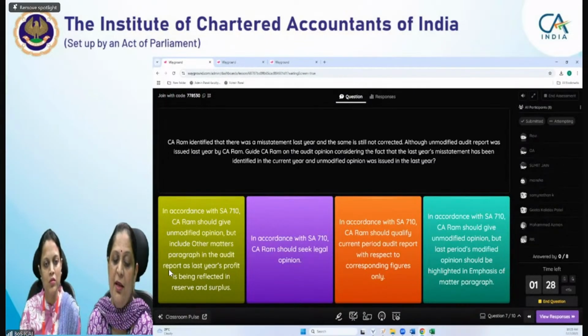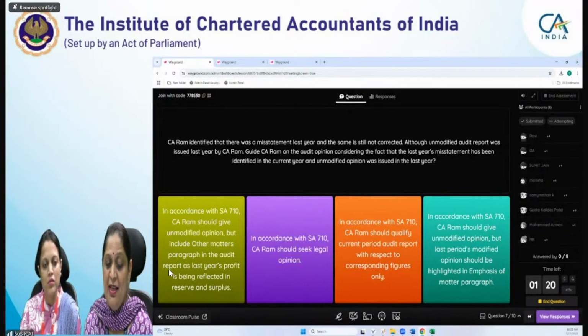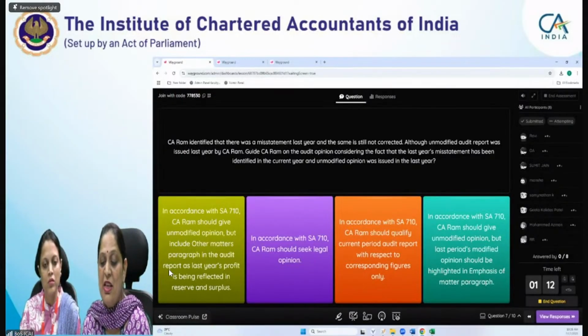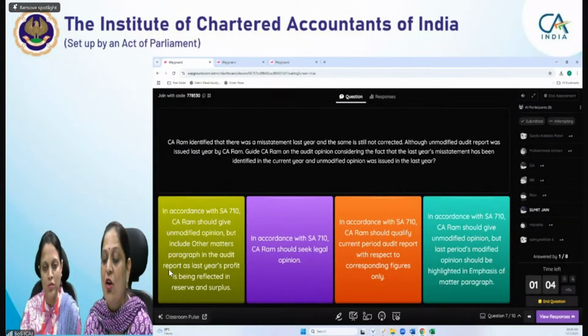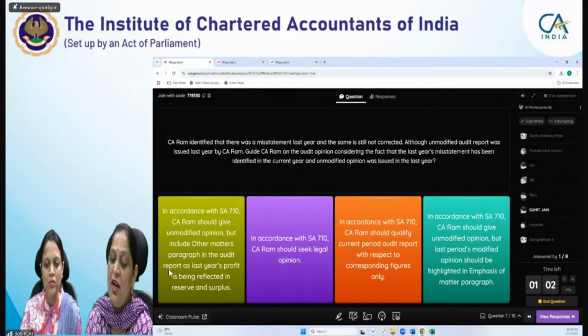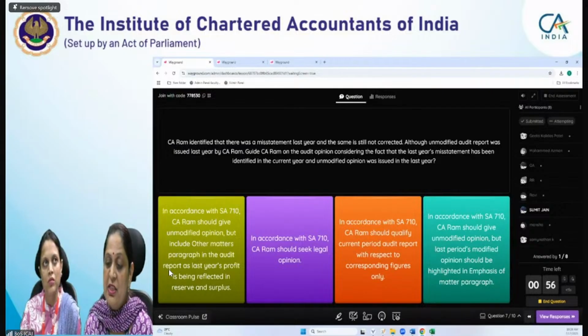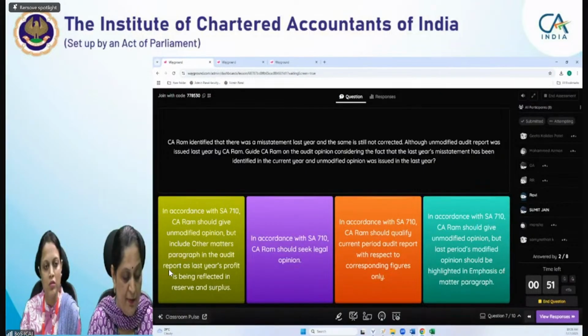CA Ram should give an unmodified opinion but include an other matter paragraph in the auditor's report, as last year's profit is being reflected in the reserves and surplus. Next option, as per SA 710, CA Ram should seek legal opinion. Next option, according to 710, CA Ram should qualify the current period audit report with respect to corresponding figures only. And last but not least, in accordance with SA 710, CA Ram should give an unmodified opinion, but last period's modified opinion should be highlighted in an emphasis of matter paragraph. So now tell me the correct answer. Which one is the correct answer?